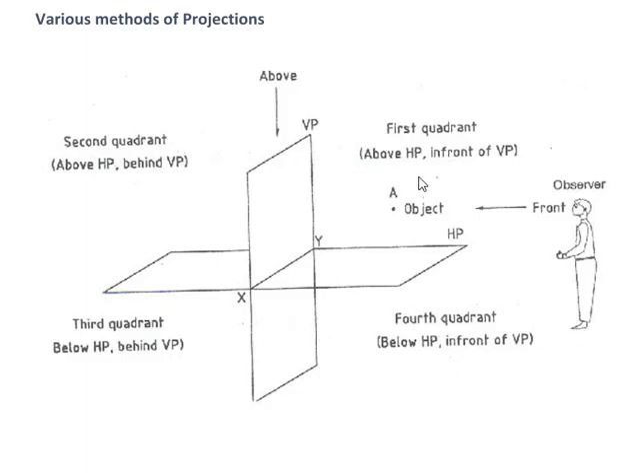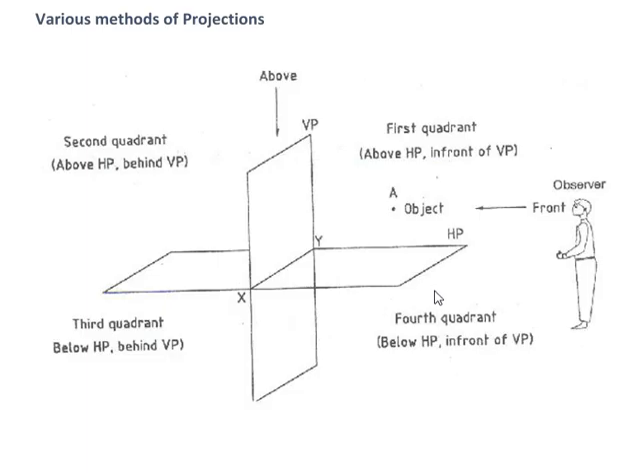This is called the first quadrant, this is the second quadrant, this one is the third quadrant, and this one is the fourth quadrant. Instead of quadrant, we can also say first angle, second angle, third angle, fourth angle. For example, if the object is placed here, what method of projection is followed? It is the first quadrant projection method, or first angle projection method. If the object is placed here, it is the second angle projection method. If it is placed in the third quadrant, it is called the third angle projection method. If the object is placed here, that is the fourth angle projection method.